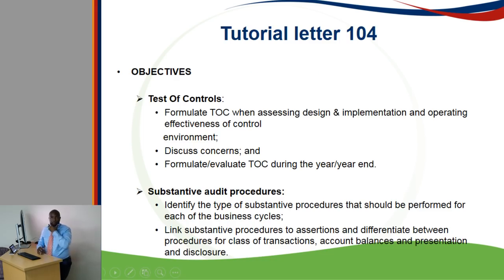Okay. In terms of objectives of TAT 104, firstly, you've got test of controls, and then you've got substantive procedures. You need to know how to formulate test of controls in terms of assessing the design and implementation of these controls and the operating effectiveness of the same controls. You need to know how to discuss the concerns and formulate test of controls during the year. Remember, testing the design and implementation of controls is testing if a control is designed and implemented at a point in time and not throughout the period under audit. And testing operating effectiveness of controls is testing if a control has been operating throughout the period of reliance or throughout the period under audit.